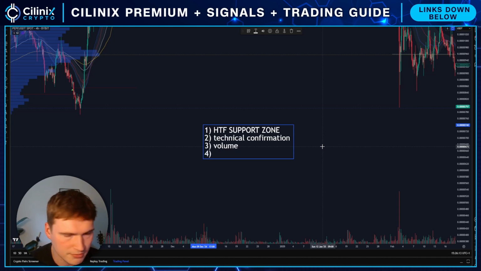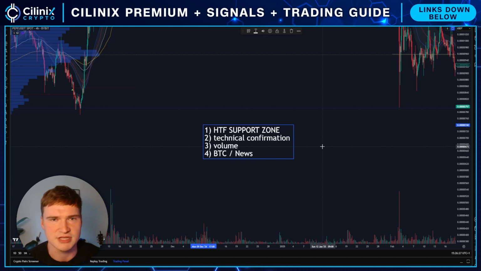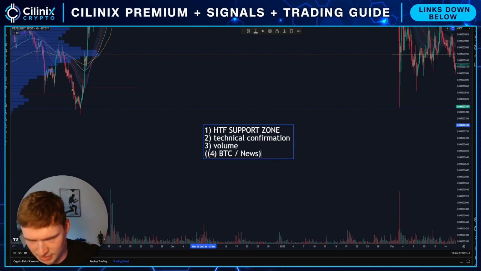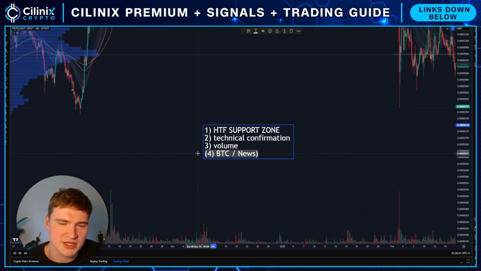And then fourth, you want to preferably have some sort of a reason why the bottom is in. So either Bitcoin is turning bullish, or we have some sort of news, catalyst, narrative, whatever. This is not necessary, however, it is definitely preferred. So this makes sense, hopefully.